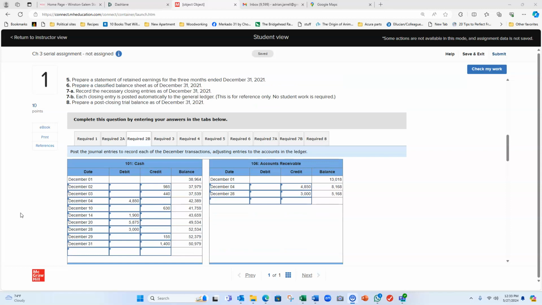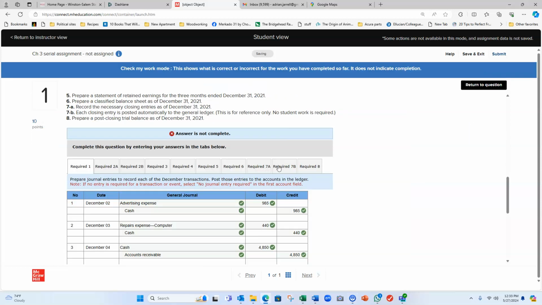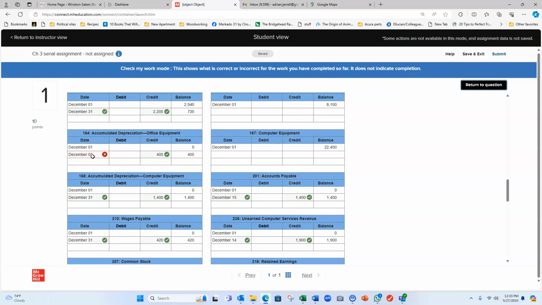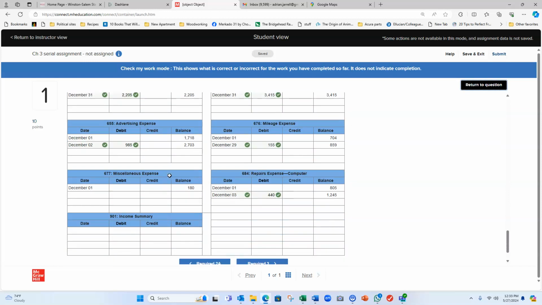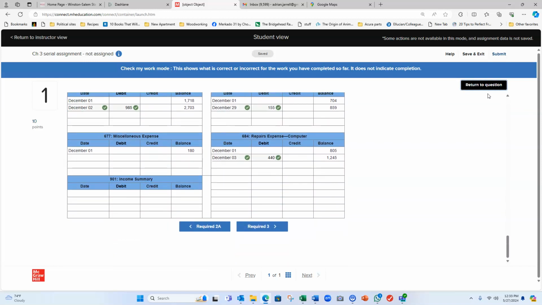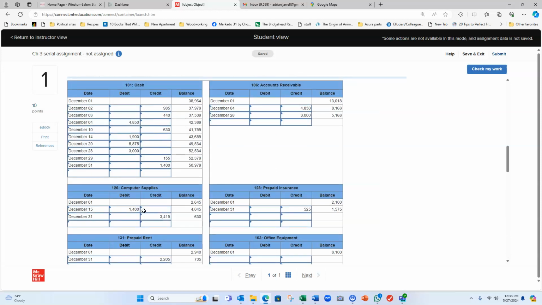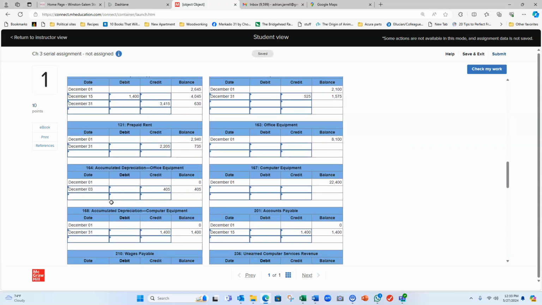All right, now I've got everything posted to the general ledger. I'm just going to check my work here. I'm bad to miss dates. So accumulated depreciation, of course, this is December the 31st. I just didn't look carefully at the date, which is my fault. Not the way I try to tell you guys to do it. I know an adjusting entry is going to be the last of the month, but I just picked up the first date. So check my work.